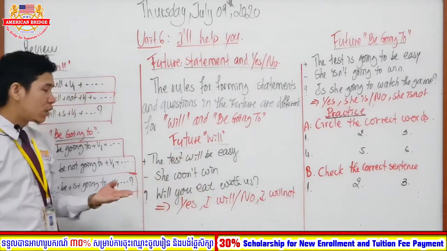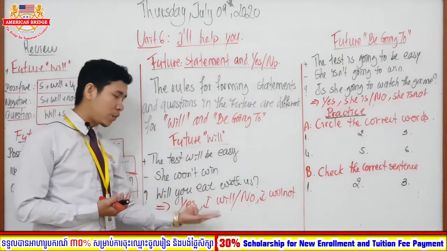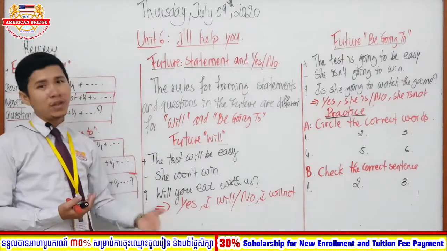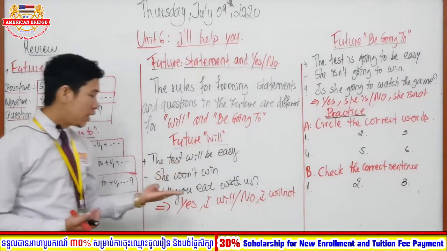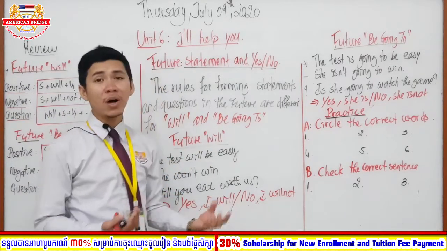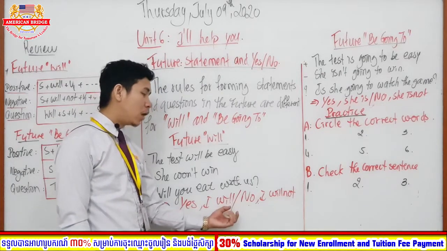So in here, when you want to answer somebody else, you have to answer: yes, I will; yes, he will; yes, she will; yes, they will; yes, you will; yes, we will. It depends on the subject that you put in here. So yes, we will, yes, I will, like that. If no, then no, I won't.